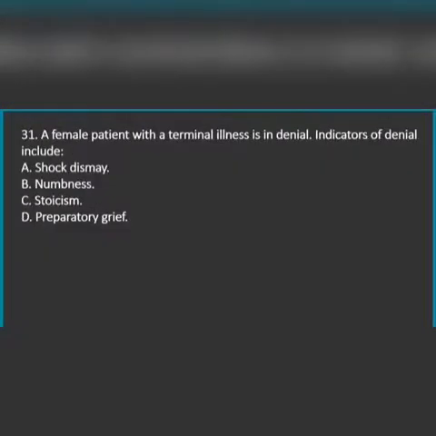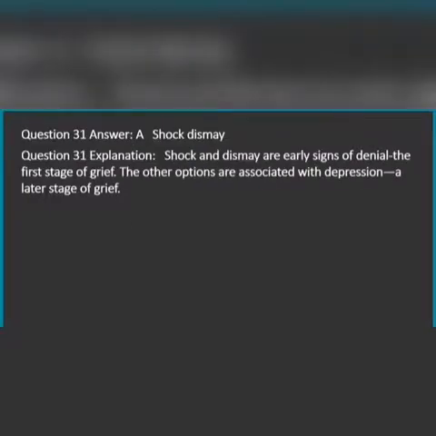regions. Question 31. A female patient with a terminal illness is in denial. Indicators of denial include: A. Shock, dismay. B. Numbness. C. Stoicism. D. Preparatory grief. Question 31 Answer. A. Shock, dismay. Question 31 Explanation. Shock and dismay are early signs of denial, the first stage of grief. The other options are associated with depression, a later stage of grief.